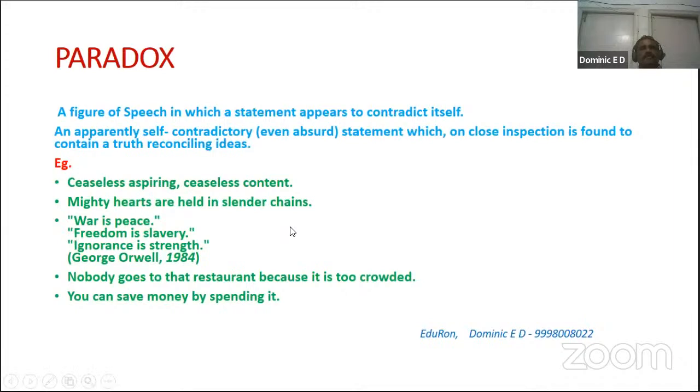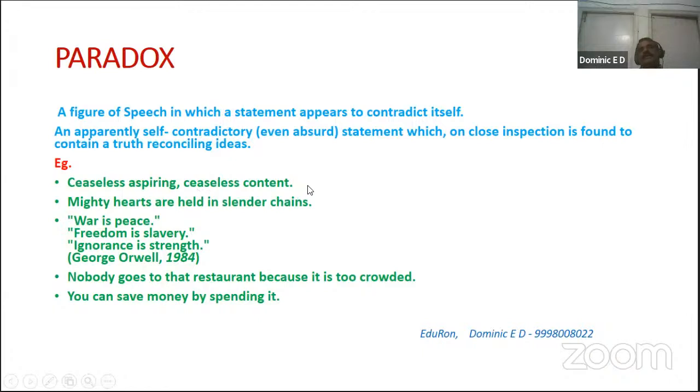Paradox is a figure of speech in which a statement appears to contradict itself. Self-contradictory statement. Self-contradict means that within a statement, a contradiction may be found. Contradiction meaning opposite understanding will be generated. Within a single line or a single sentence, an opposite or contradictory opinion or feeling would be generated, then that is paradox. But it also contains a truth. In political circles, it can often be seen.